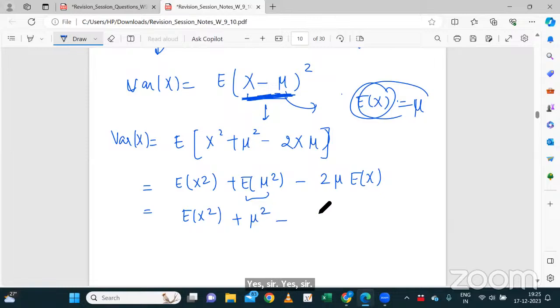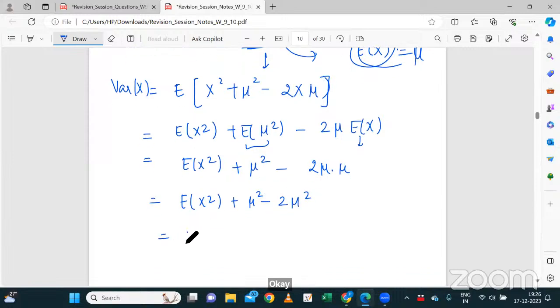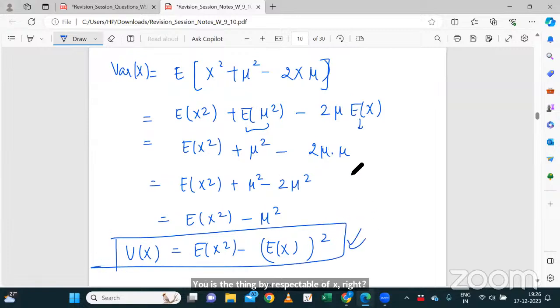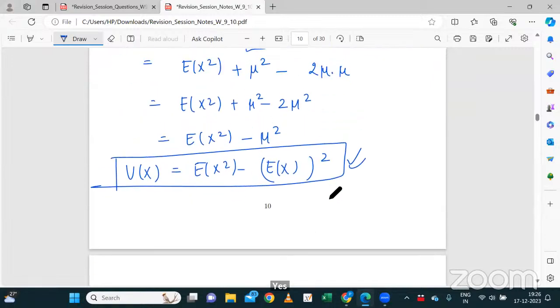Minus 2 mu, and what is the expectation of x? Again mu, right? So expected value of x square plus mu square minus 2 mu square. So it will be expected value of x square minus mu square. And what is mu? Mu is nothing but the expected value of x, whole square. So this is how the variance of x is defined. You can use this formula or that formula, both are correct.